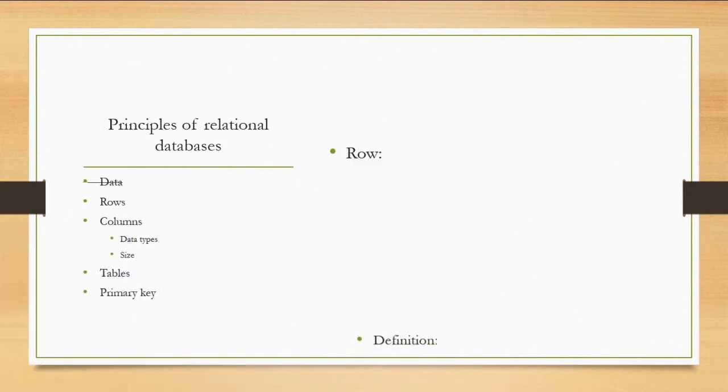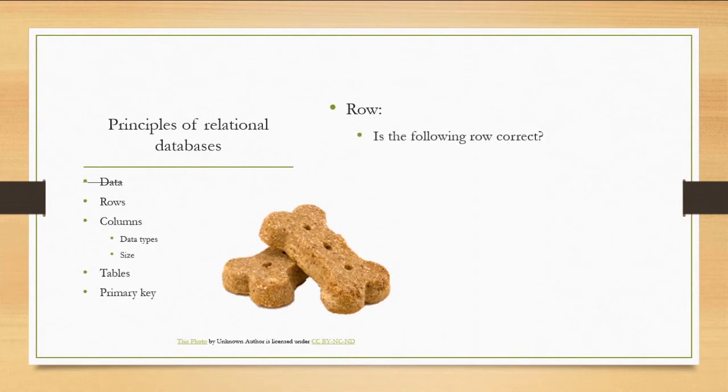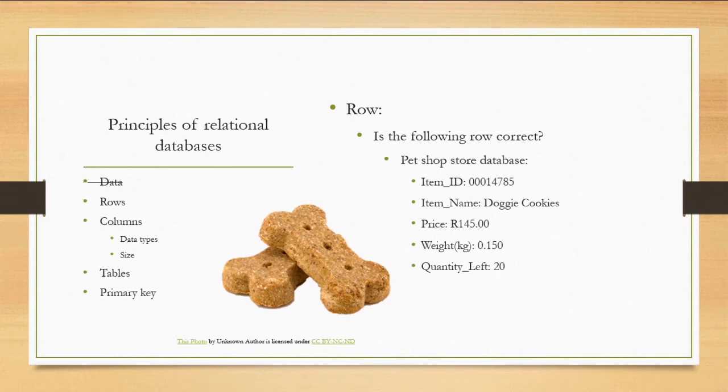Let's look at rows. Let's define a row. A row is a collection of data. All the data is related in some way to each other in the row. Let's look at an example. Is the following row correct? A pet store with the following: an item ID, an item name, price, weight in kilograms, and quantity left. Is this row correct? Is the data related to each other? Yes, they are.